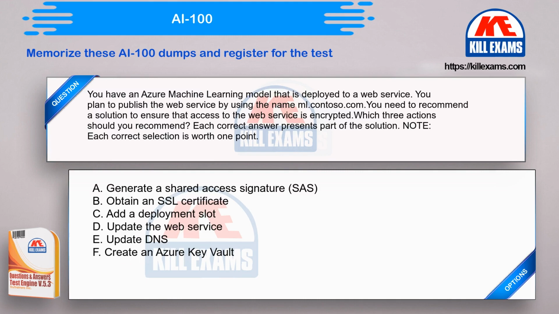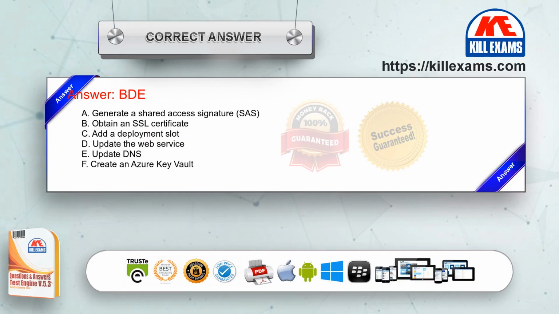Option A. Generate a shared access signature, SAS. Option B. Obtain an SSL certificate. Option C. Add a deployment slot. Option D. Update the web service. Option E. Update DNS. Option F. Create an Azure Key Vault. The correct answer is option B, D, E.